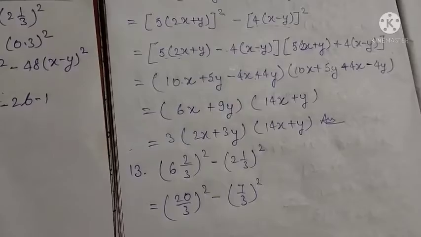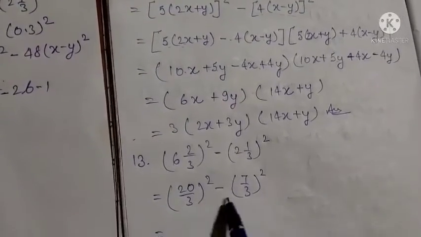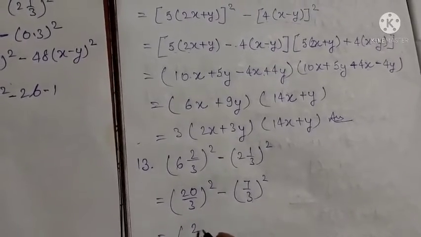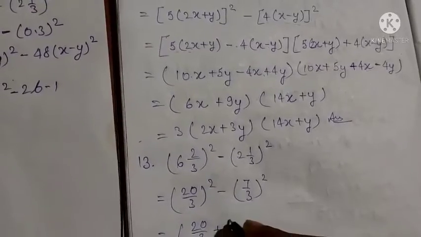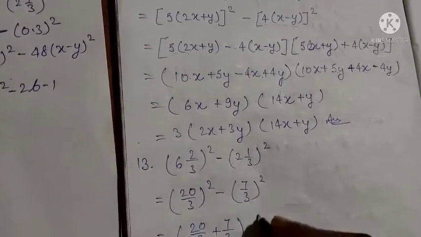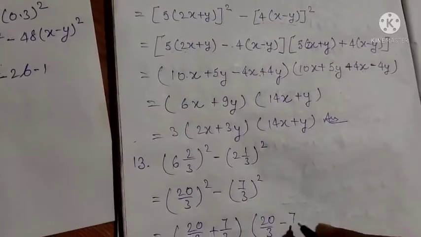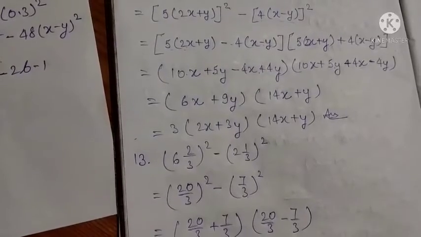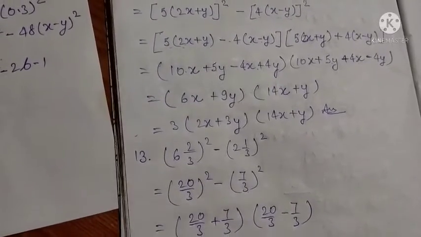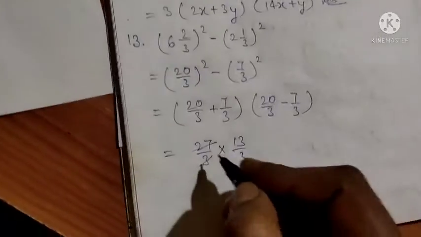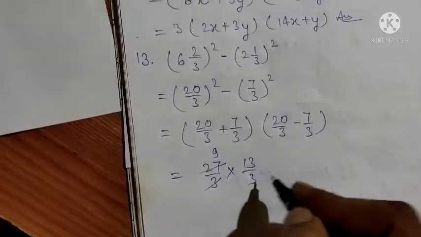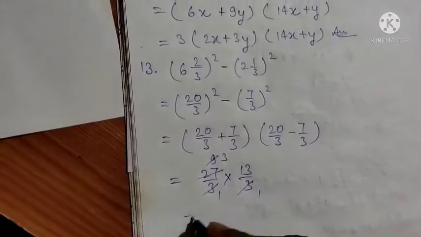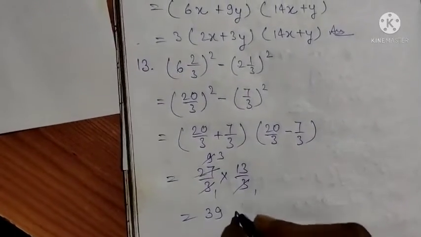Okay, and again look at this question carefully. It is in the form of a square minus b square, so it can be written as (20 by 3 plus 7 by 3) into (20 by 3 minus 7 by 3). So it will be 27 by 3 into 13 by 3. Now by solving it, it will be 9, 3 9s are 27 and 3 3s are 9, and 13 into 3 becomes 39. This is your answer.